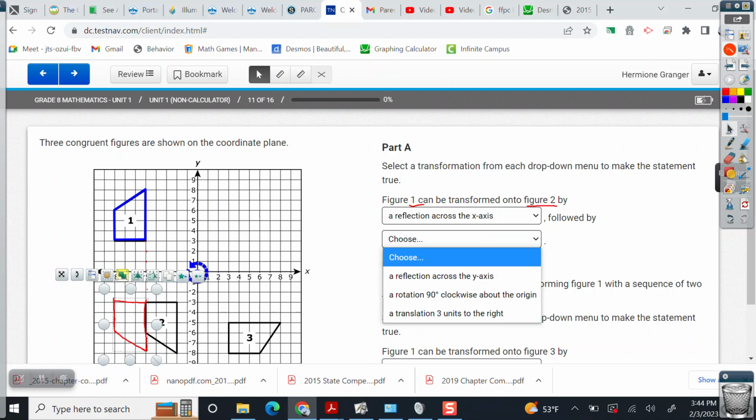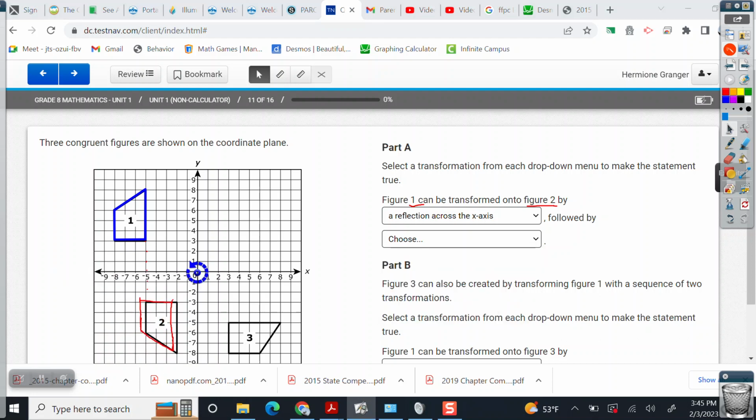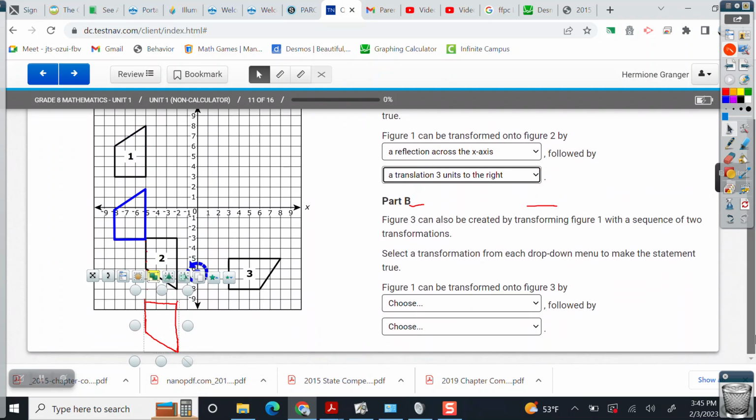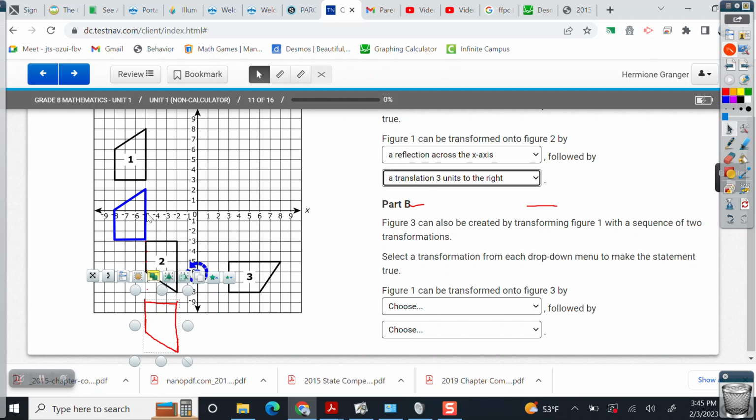But I could do a translation. That's sliding it 3 units to the right. And voila, we got it. So we know that this is the correct combination. All right, so let's take a look at our part 2. Part 2, I'm going to move these shapes back to where they were, maybe.